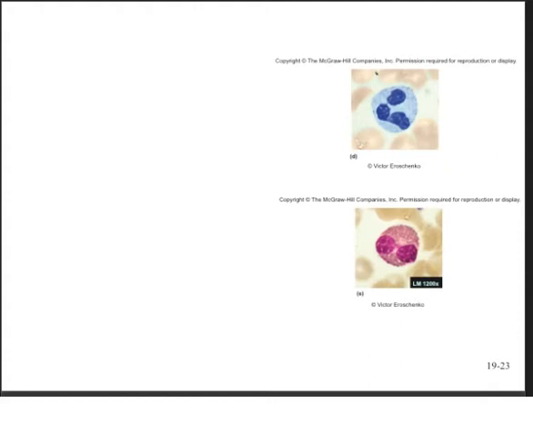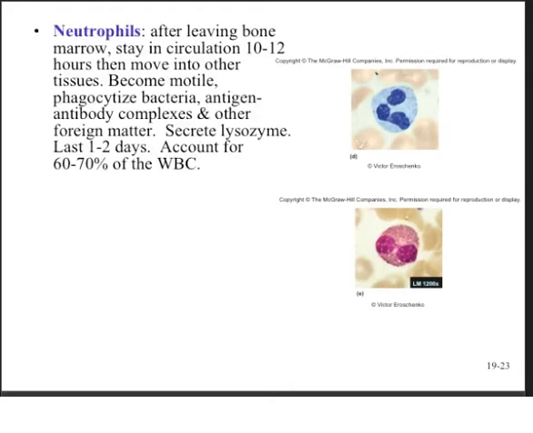Remember, the granulocytes are part of our nonspecific defenses in that they use the same chemical attack regardless of the identity of the pathogen. And they're named granulocytes because they have visibly staining granules in their cytoplasm. And the first granulocyte we want to talk about is the neutrophil. After leaving bone marrow, they usually stay in circulation about a day. Then they move into other tissues, become motile, and they phagocytize bacteria and antigen antibody complexes and foreign matter.